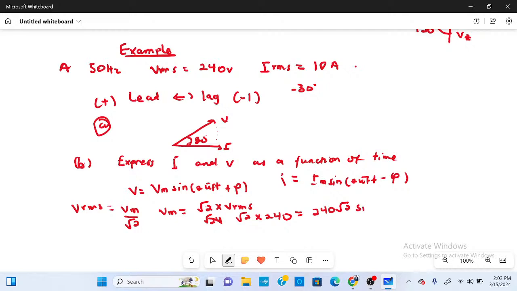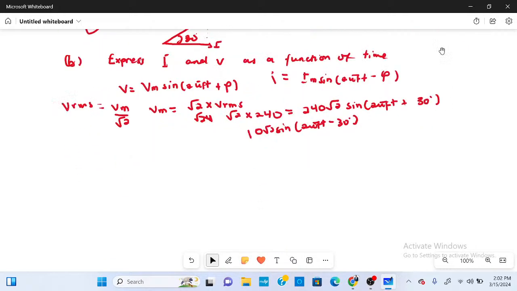Then sine 2 pi ft, then plus the phase difference, since the voltage is leading, so it will be 30 degrees, as simple as that. The same for current, which is 10 amperes, so you get 10 root 2 because it's also in the RMS form. Then sine 2 pi ft minus 30 degrees, and that is the whole concept here.